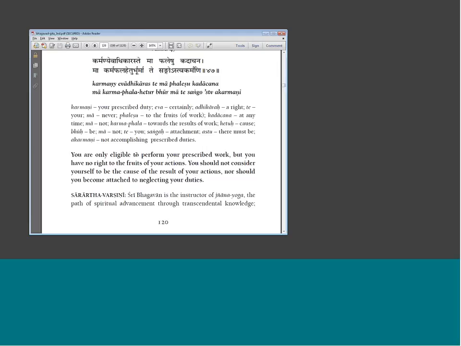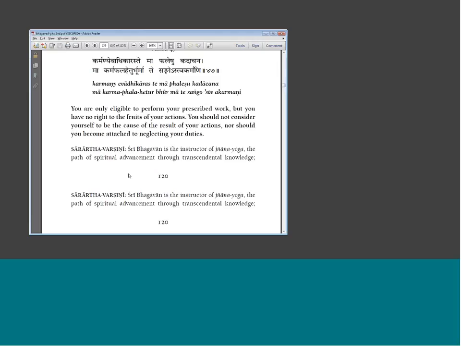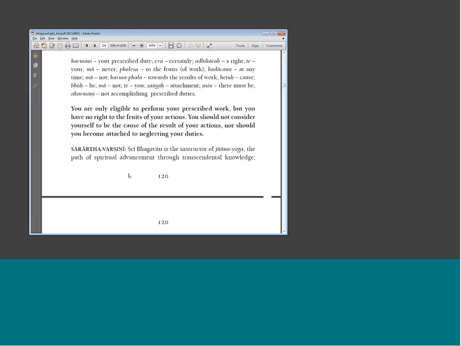This is opening up a discussion for understanding that I am not actually the doer. I am associated in Prakriti with the three gunas, sattva, rajas, and tamas. And actions are being carried out by the interactions of sattva, rajas, and tamas.